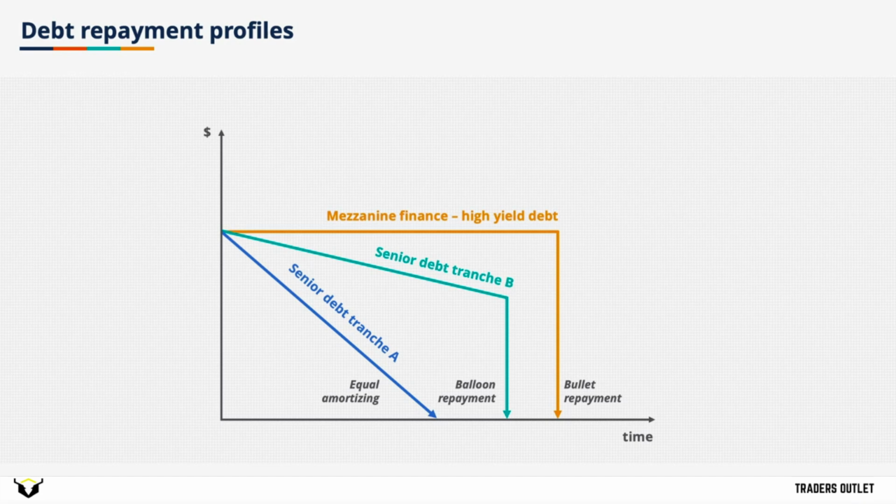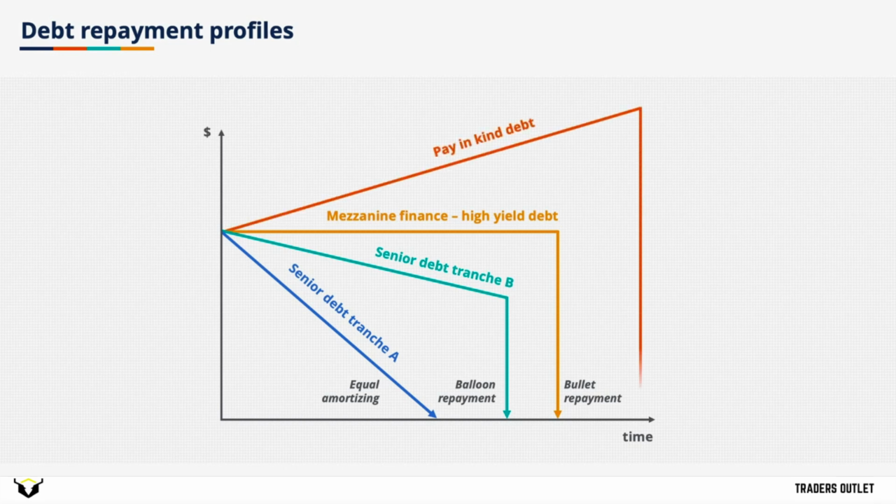You can see that the gold line does not decline as it moves across horizontally. That's because none of the principal is being repaid until the end. It's just the interest that's being paid along the way. And then finally, the last line is payment in kind, or PIK, which has a bullet payment at the end. But you can see that this orange line is actually increasing over time.